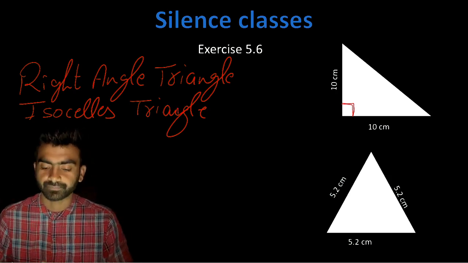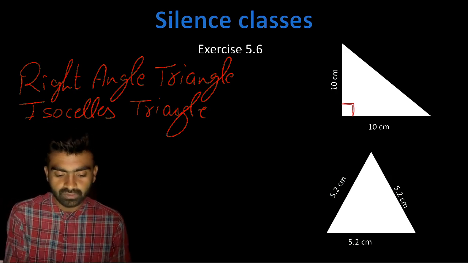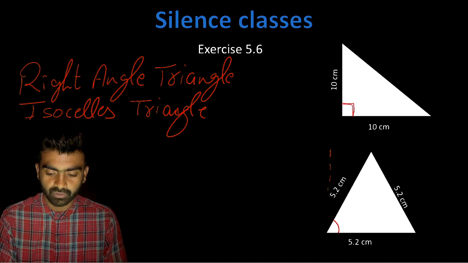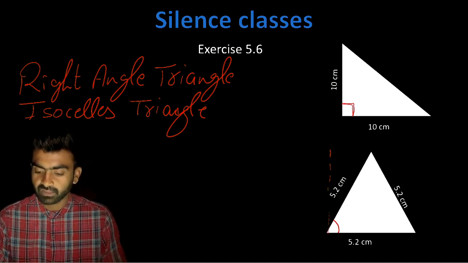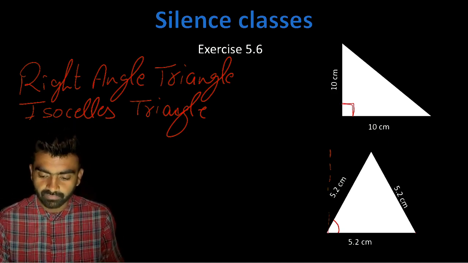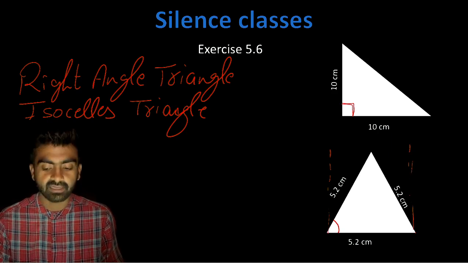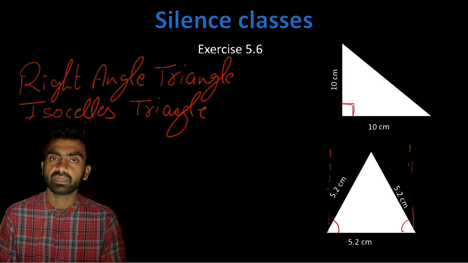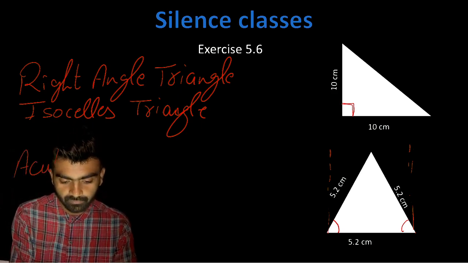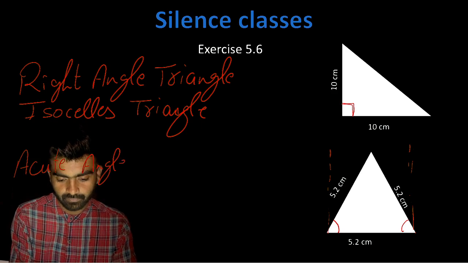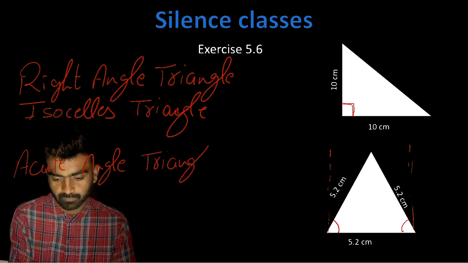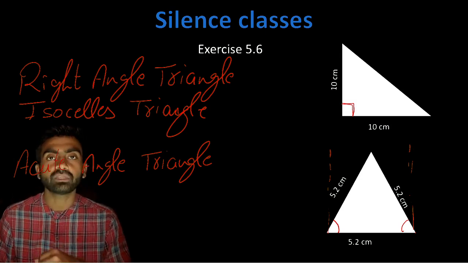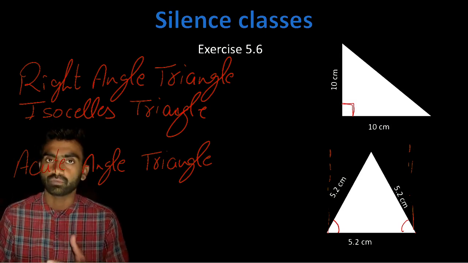Isosceles triangle. Now over here you can check this angle. If we draw a perpendicular line like this, it is less than 90 degrees. If I keep a protractor over here and draw like this, it is less than 90 degrees, which means it is forming an acute angle triangle. Very good. And you can check it out, all the three sides are equal. Whenever all three sides of a triangle are equal, it is known as an equilateral triangle.